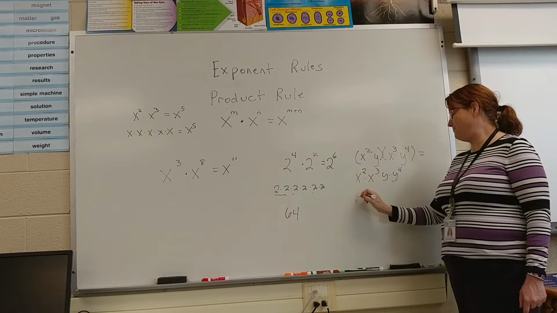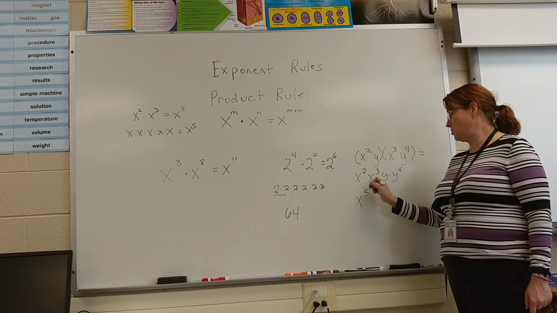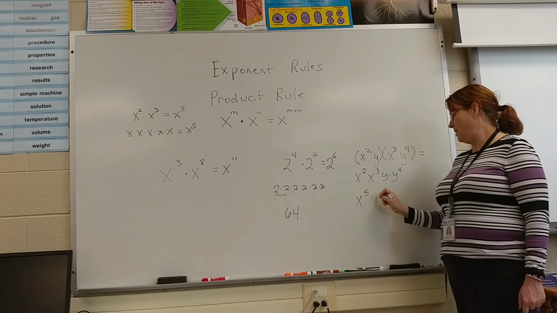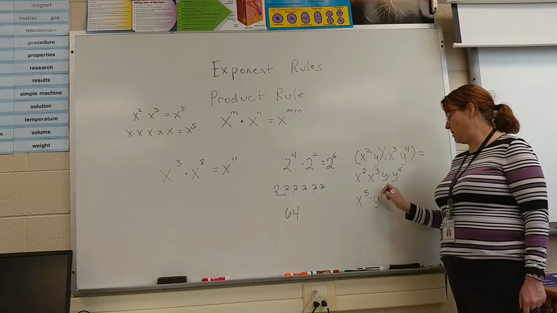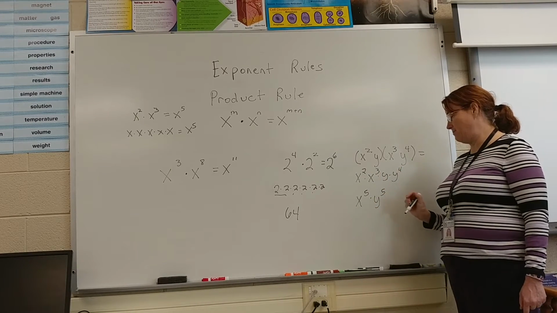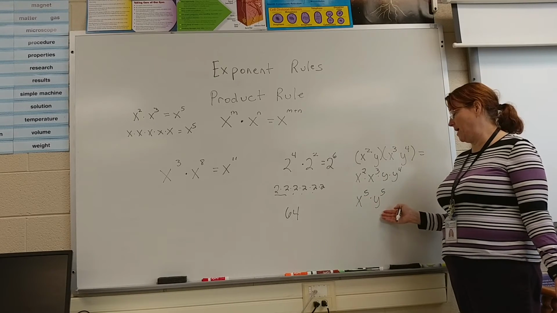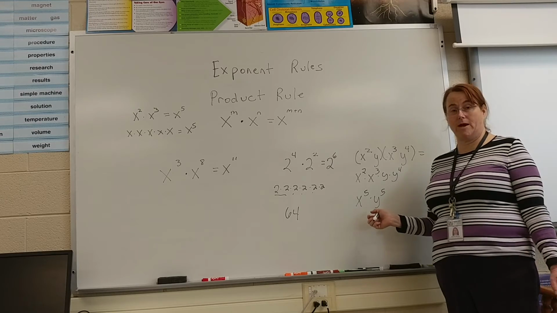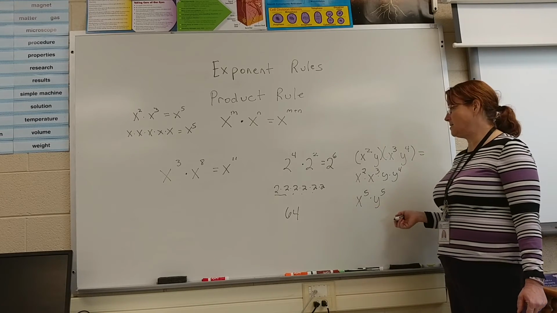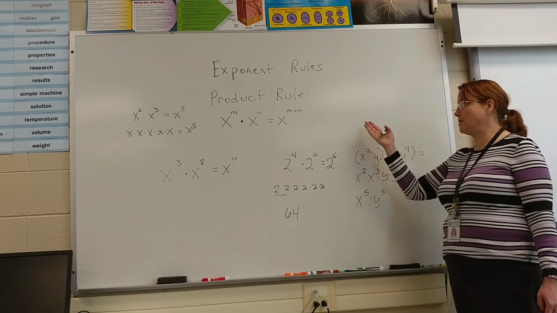So here we have x to the 5th power, because 2 plus 3 is 5, times y to the 5th power, because 1 plus 4 is 5. And so now that's as simple as we can make it. We can't combine x's and y's. I always say you cannot mix your breeds, so they stay separate. So this is 3 examples of the product rule.